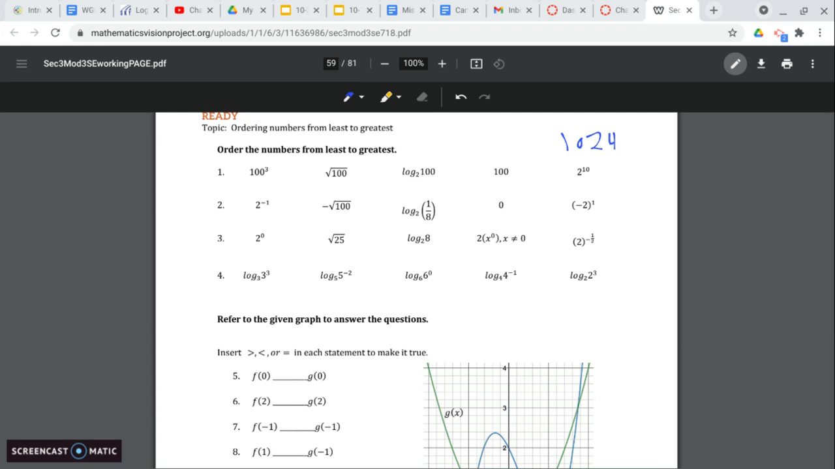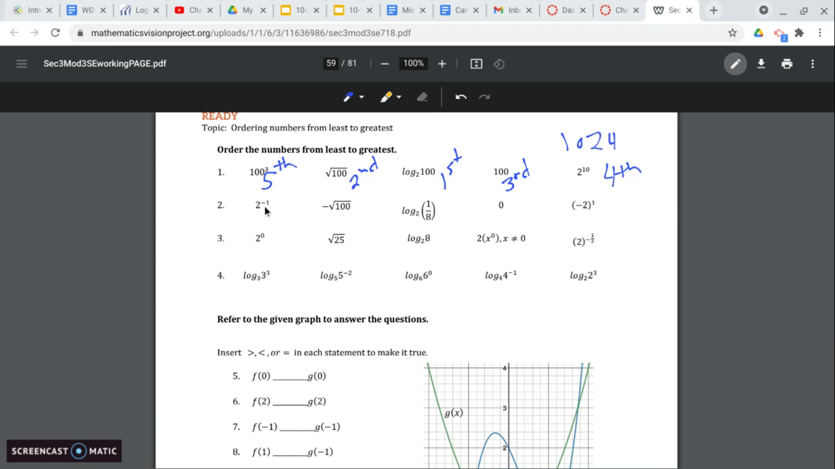So let's see, we have 1, 2, 3, 4, 5 numbers. So 1 million will be fifth. 1024 will be fourth. 100 will be third. The square root of 100 will be second. And log base 2 of 100 will be first, because it's going to be the smallest, since it's only 10.